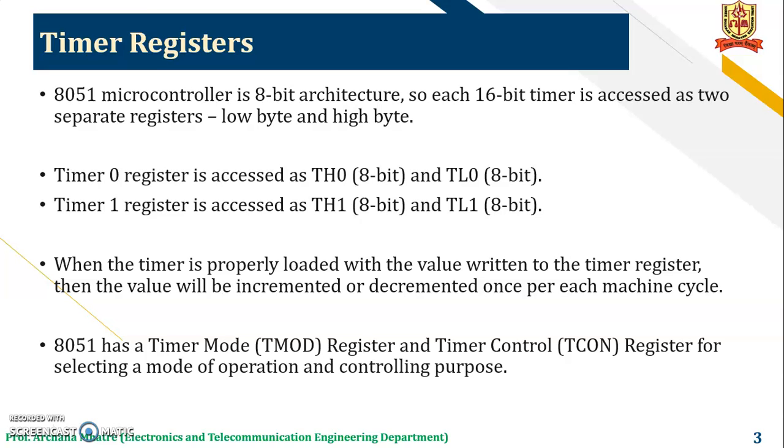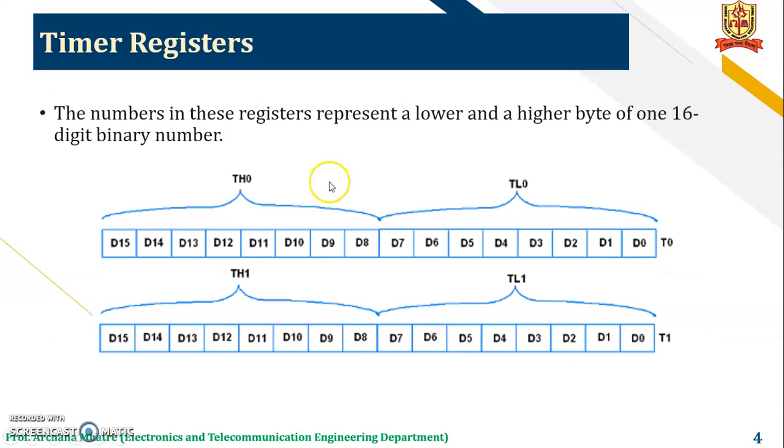So there are two timers, Timer 0 and Timer 1, and the registers of Timer 0 are TH0, TL0, and the registers of Timer 1 are TH1, TL1. Now this is the timer register TL0 and TH0 for Timer 0, and this is for Timer 1, TL1 register of lower 8-bit and TH1 register of higher 8-bit.